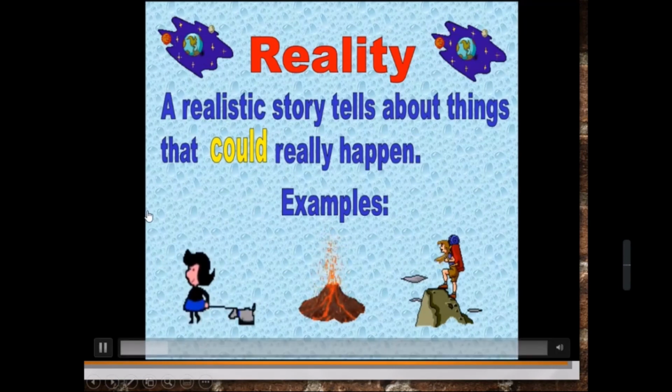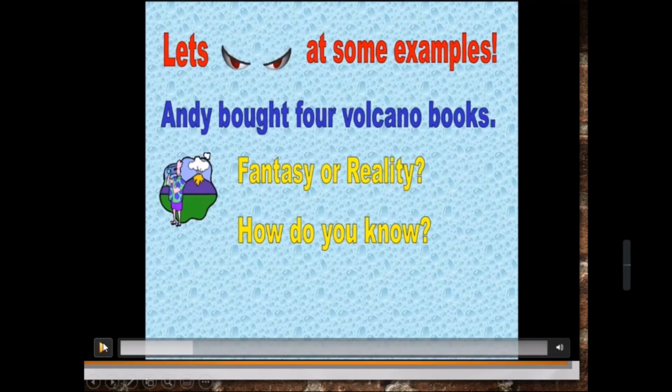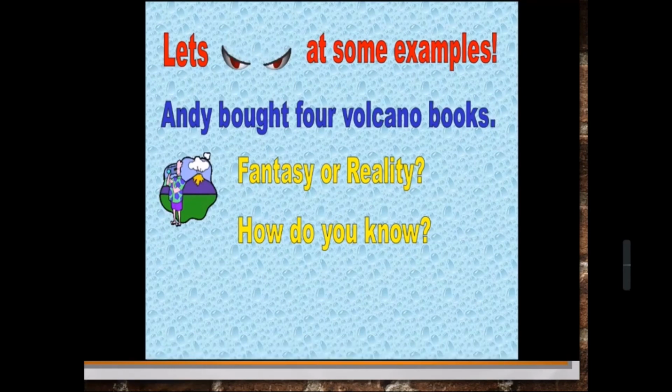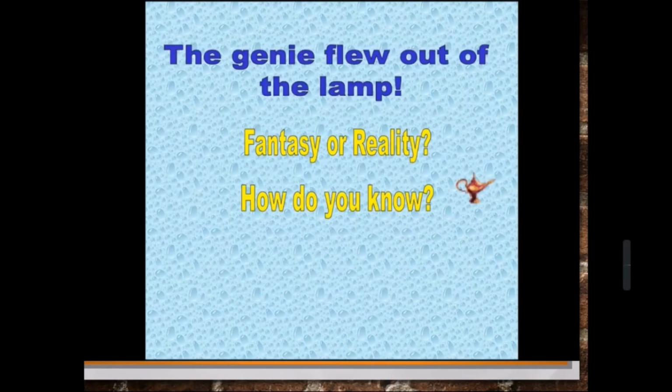Now, realistic tells us things that could really happen. Example, we have here a girl who's pulling a dog while walking. And then we also have a volcano eruption and a girl who's on top of the mountain. So let's look at some examples. Andy bought 4 volcano books. Is this fantasy or reality? That is a reality. Very good. So how do you know? Because Andy could buy books about volcanoes.